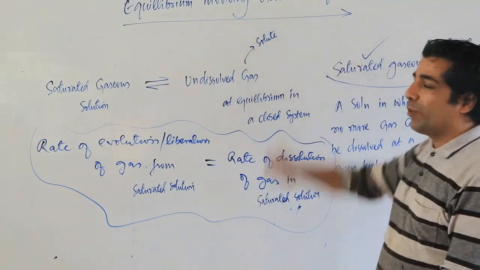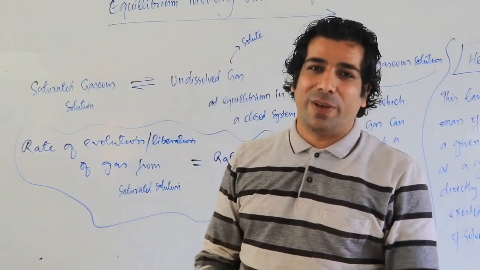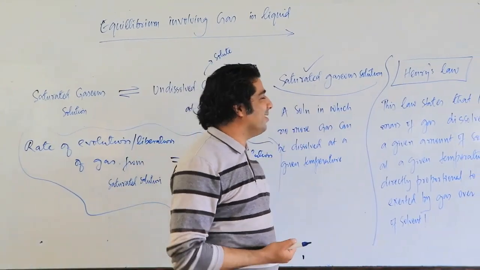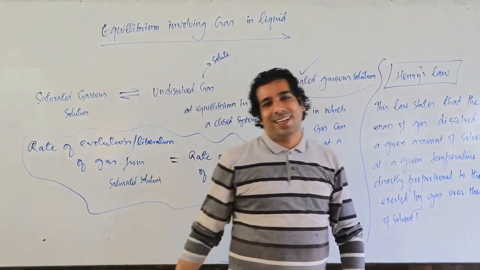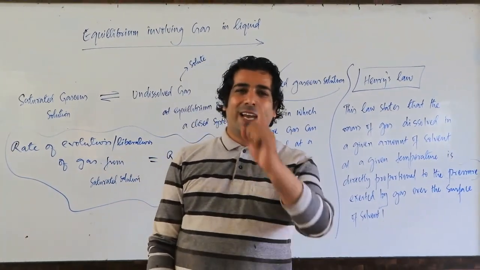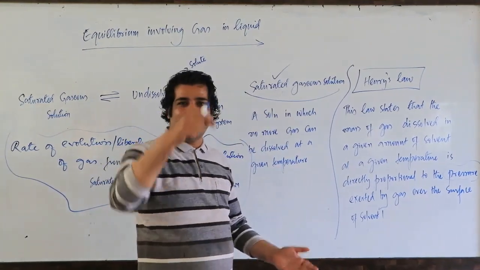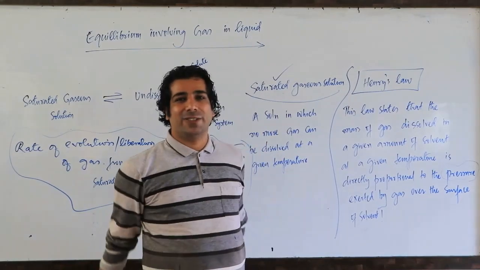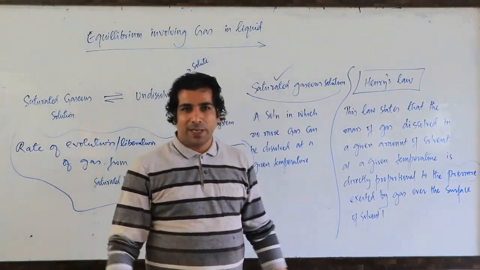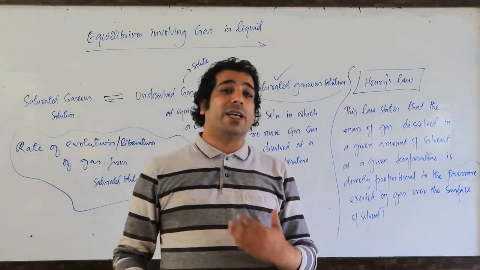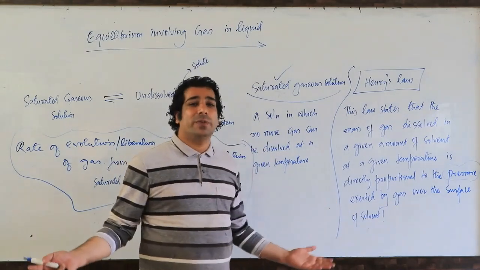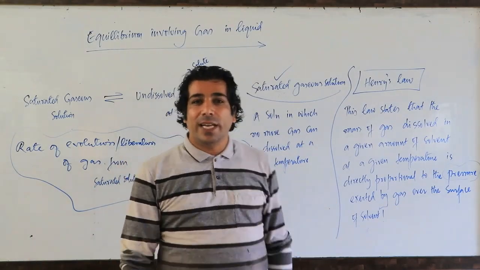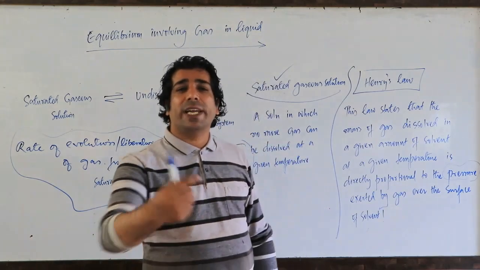involving gas in liquid. And how can you prepare a saturated gaseous solution? By following Henry's law. Henry's law tells you, if any gas exerts more pressure on the surface of a liquid, what will happen? Then more and more gas will dissolve in the water or liquid. Yes? Then the solution can become saturated. Once the solution becomes saturated, yes or no? Then you want to dissolve some more gas.